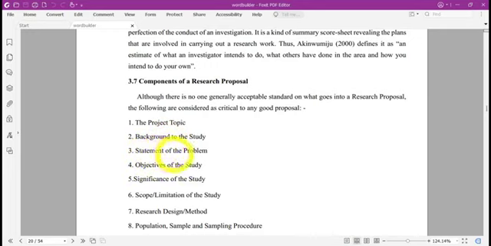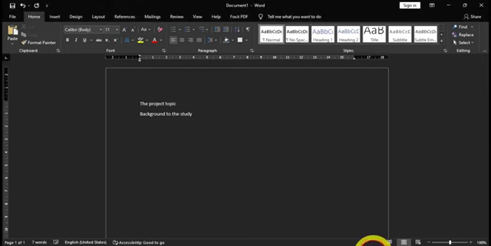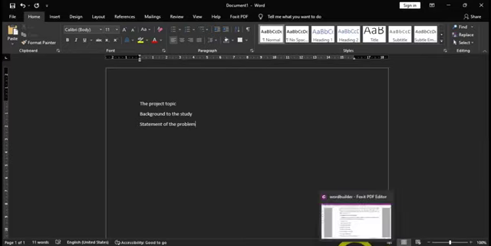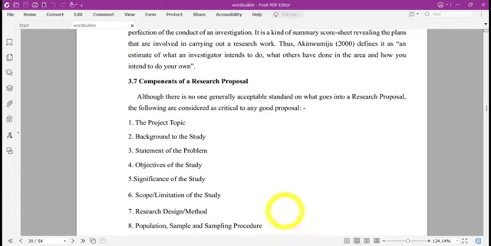The third is statement of the problem. Remember, when you're doing a research study, there is a problem you intend to solve. There is a problem on ground that you intend to solve. The results of your project work, the conclusion, has to bring a solution to a particular problem. So you state the problem.